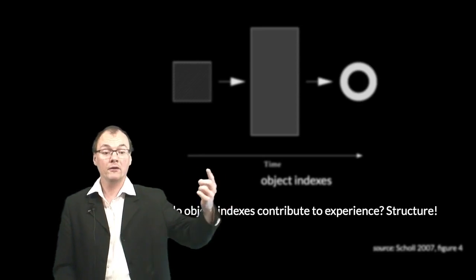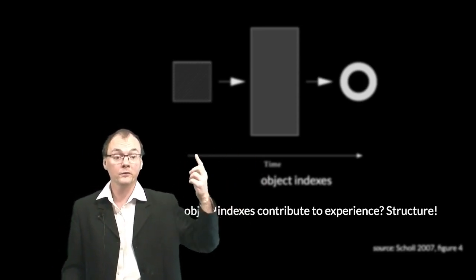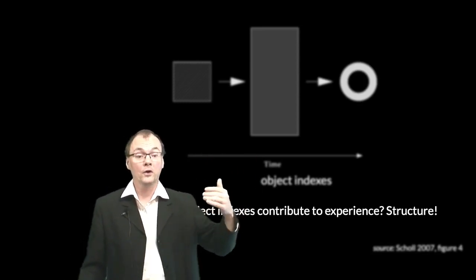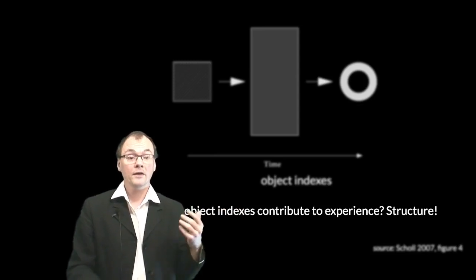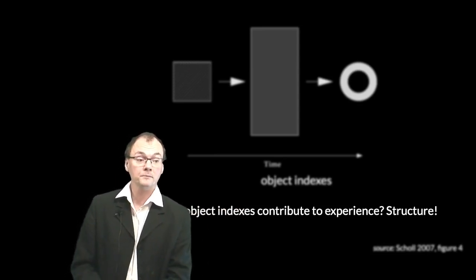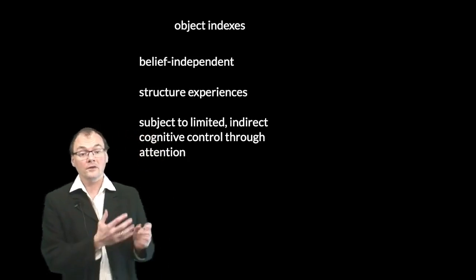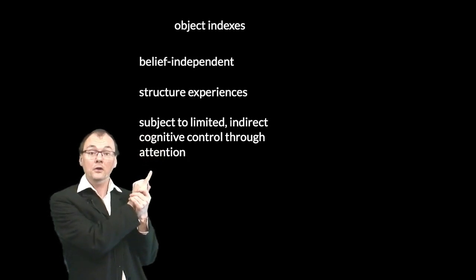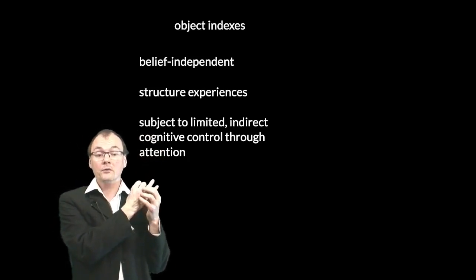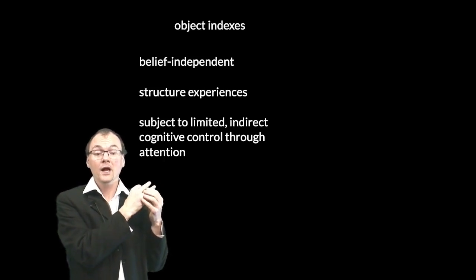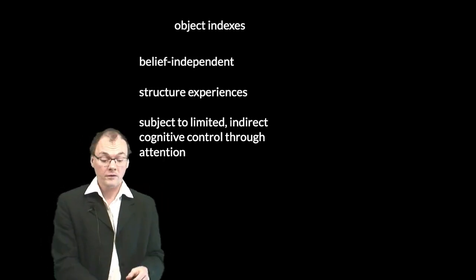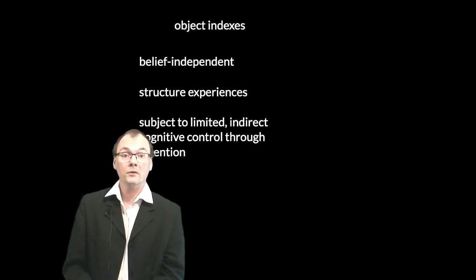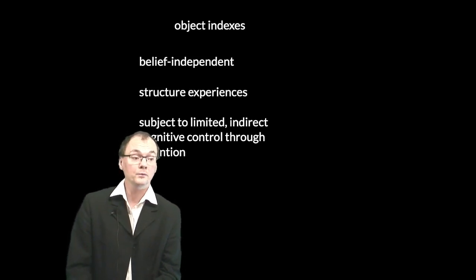The overall phenomenal character of your experience, not necessarily the visual specific parts, but certainly the perceptual experience, involves a structure of objects in motion, and that structure is provided by the object indexes. So object indexes are independent of beliefs in the sense that they can imply that there are fewer or more objects than you truly believe there to be. Object indexes provide structure to your experiences, and they're subject to limited but very indirect cognitive control through attention. So depending on what you attend to, object indexes will get assigned differently or not assigned at all.